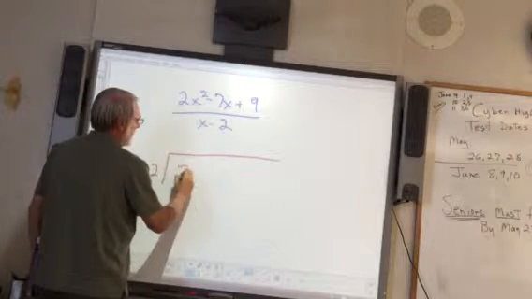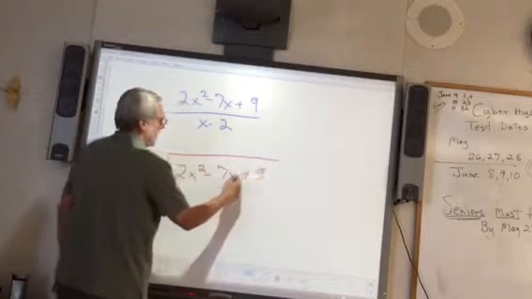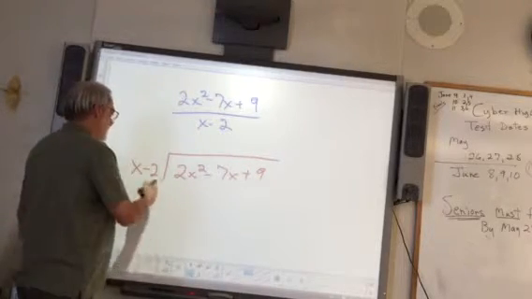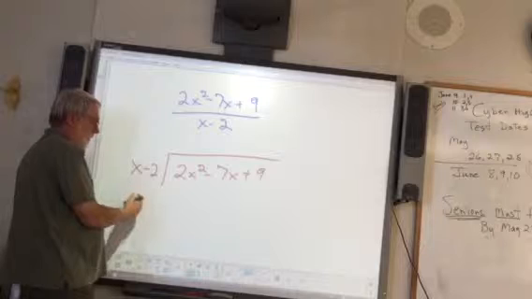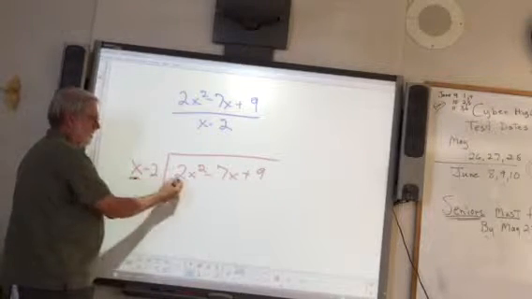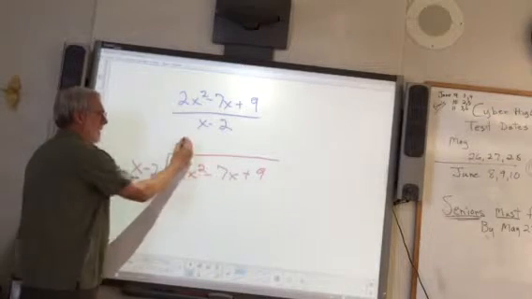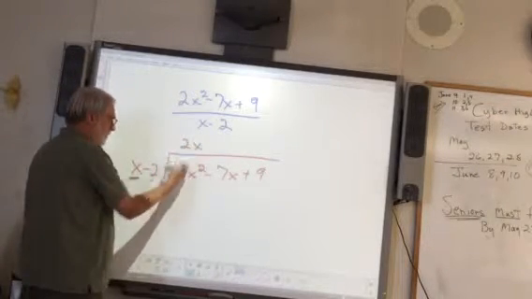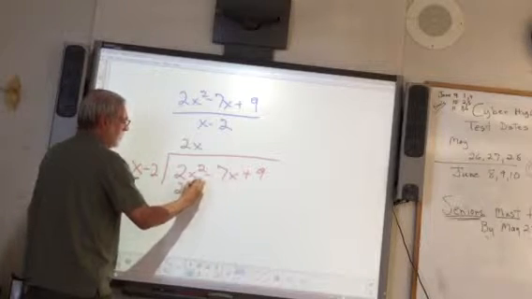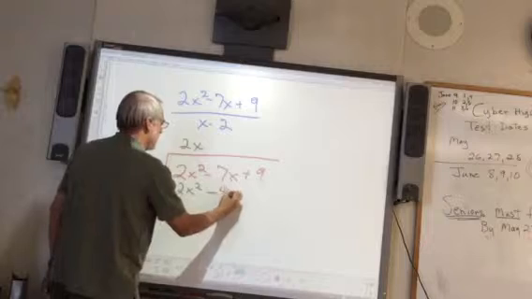So we end up with 2x squared minus 7x plus 9 as the dividend. The first thing we're going to look at is how many times will x go into 2x squared? Or what do we multiply x by to get 2x squared? And that would be 2x. Then we multiply. We get 2x squared. Then 2x times negative 2 is negative 4x.